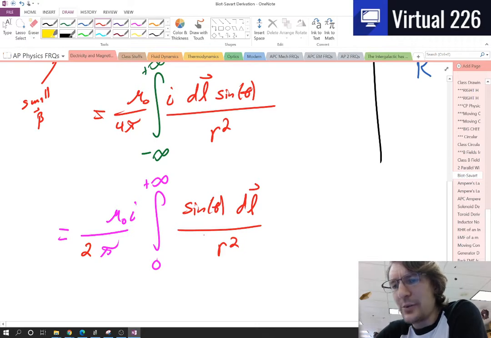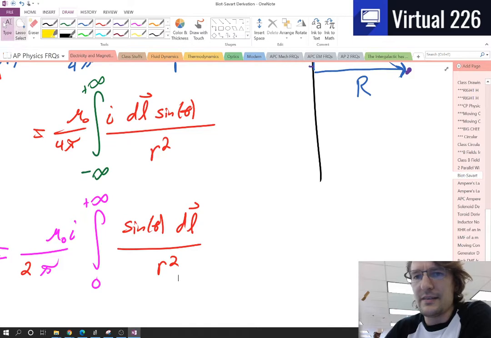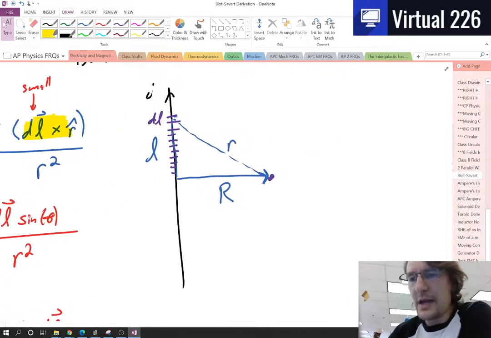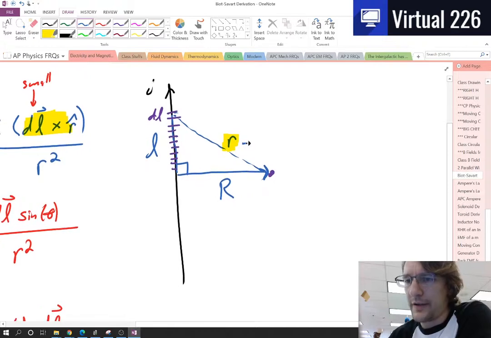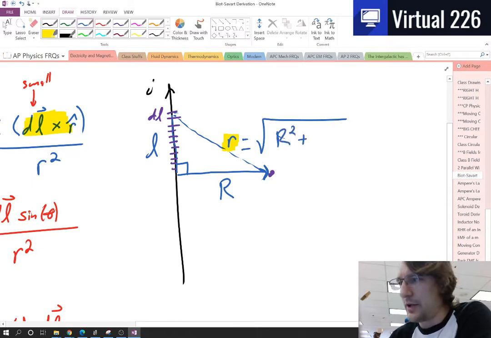Now, how do we go about solving this? Well, let's take a look for a second at what this little r value here is, because this is going to be a big thing for us. If we take a look at this, this is the little r value we're talking about. And since this is a right triangle, we actually know that the r value here is equal to the square root of big R squared plus, in this case, L squared. That's the Pythagorean theorem in order to find that there.